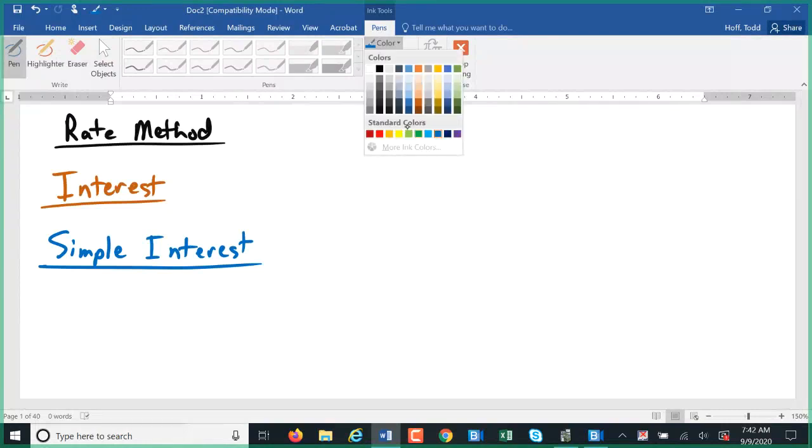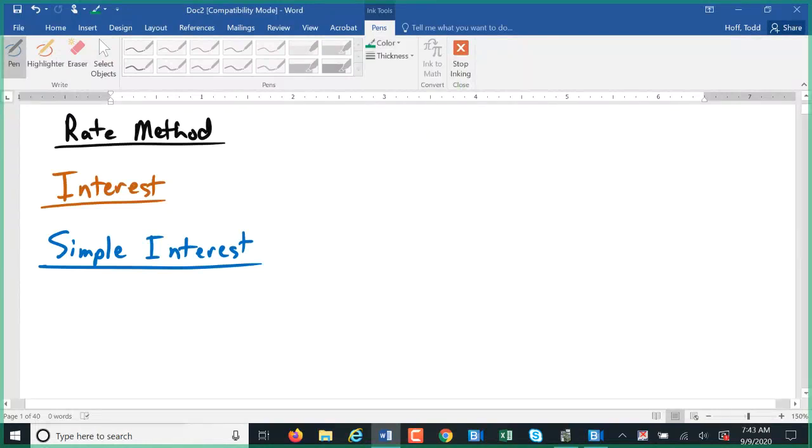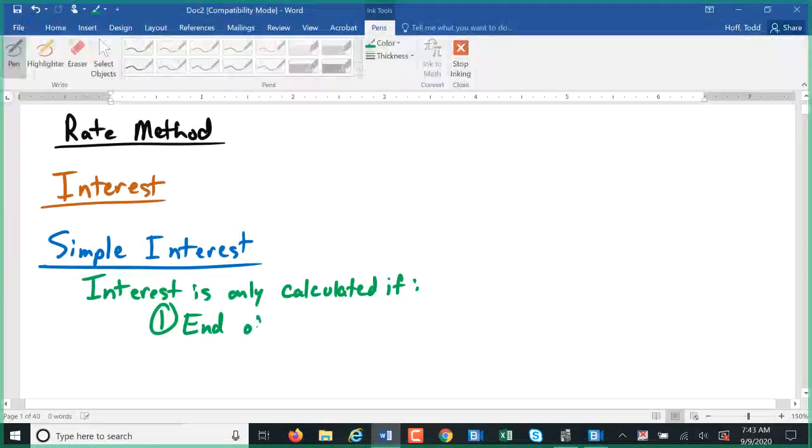Simple interest is called that because that is the simplest way really to calculate interest. In simple interest, interest is only calculated if one of two things happen. One, the end of the term.